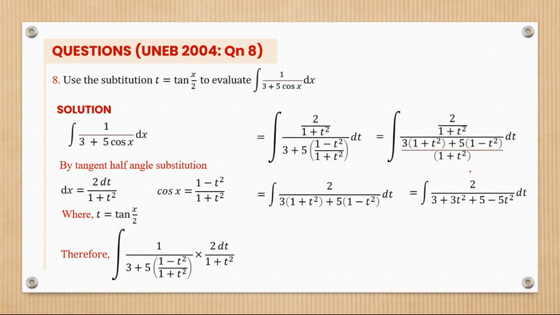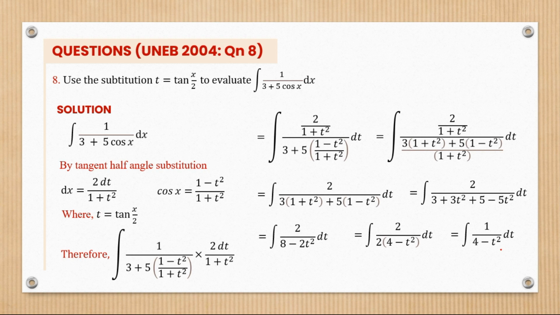So when we open the brackets, we have 3 plus 3t squared plus 5 minus 5t squared. When you add the different values, we'll end up with 2 over 8 minus 2t squared dt. But you can already see that I can factorize out a 2 from the denominator. So this is what we end up having. So we have the integral of 1, because the 2's cancel, 1 over 4 minus t squared.